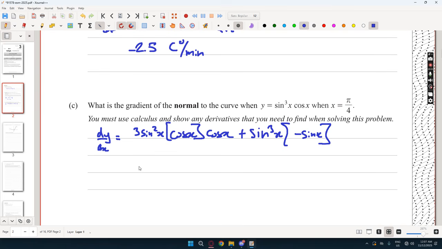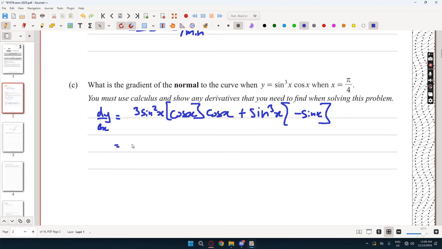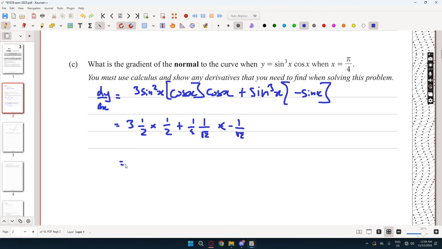At pi on 4, sine of pi on 4 is 1 on root 2, yeah, that makes sense. So 1 on root 2, so 3 times a half, times cos squared, it's also 1 on root 2, so half, plus half, 1 on root 2, minus, times minus 1 on root 2, so it's 3/4 minus a quarter, half times a half, equals 2/4 equals a half, I think.